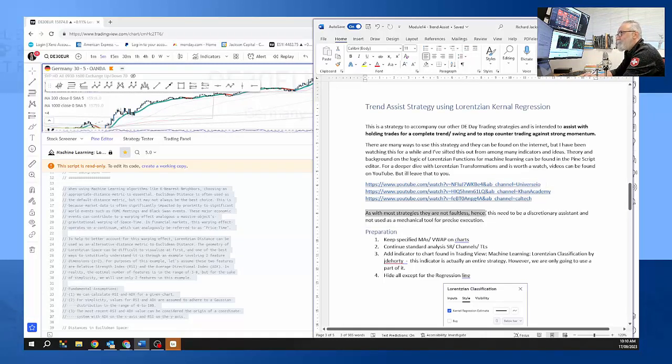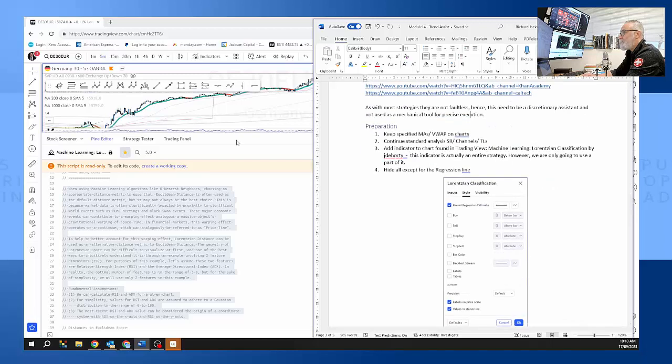As with most strategies, this is not faultless. It's got faults all over it, so we need to take that with a grain of salt. Hence, it needs to be a discretionary assist and not used as a mechanical tool for precise execution. Okay, so, preparation for your charts.